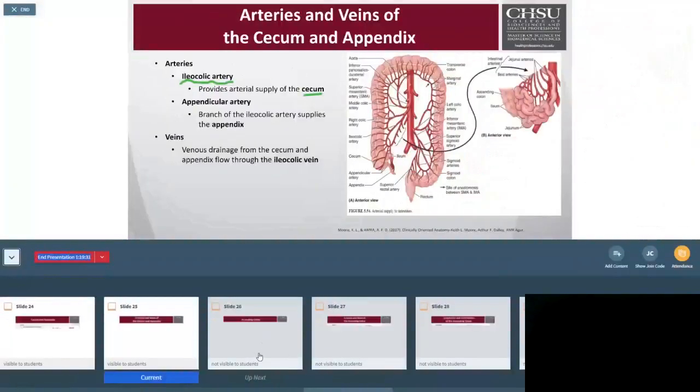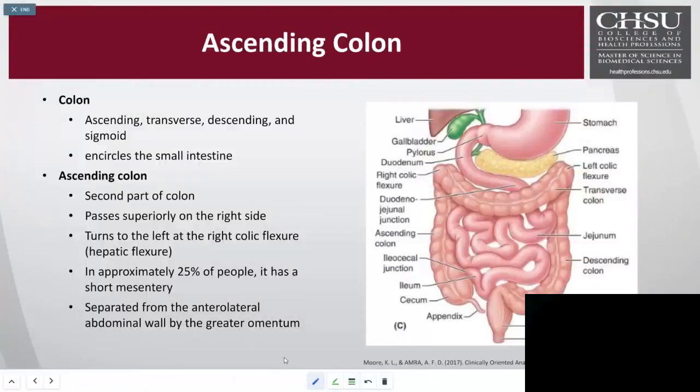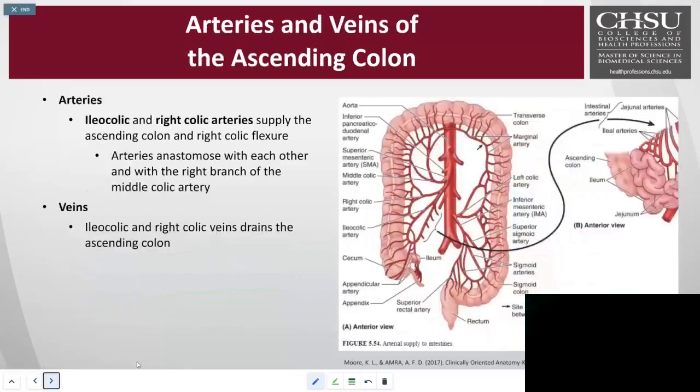Cool. So let's take a look at a couple more arteries. For the colon, we're going to have the ascending, transverse, sigmoid. We also talked about it in circles, the small intestine. One little note that I want to highlight is that in about 25 to 30% of the population, that number could vary a little bit, you will have a slightly shorter mesentery that covers over the ascending colon. So not everybody is the same, and there are variations across populations. Okay, so that is one key point I wanted to highlight.